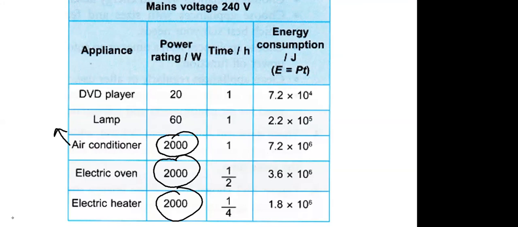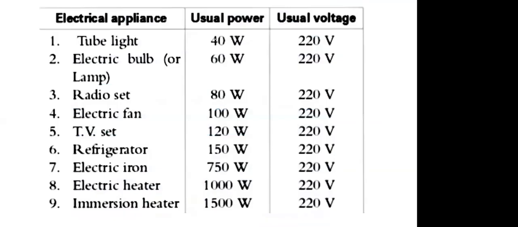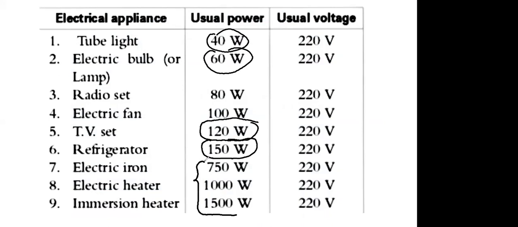Then again I have given, so the tube light is around 40 watt, electric bulb 60 watt, radio set, TV around 150 watt. You can have an idea. So refrigerator, actually it's more than that. This must be a small refrigerator. If it is a large refrigerator, it's more than that. Now you can see when boiling water, electric kettle and electric iron consume a lot of electricity in your house.